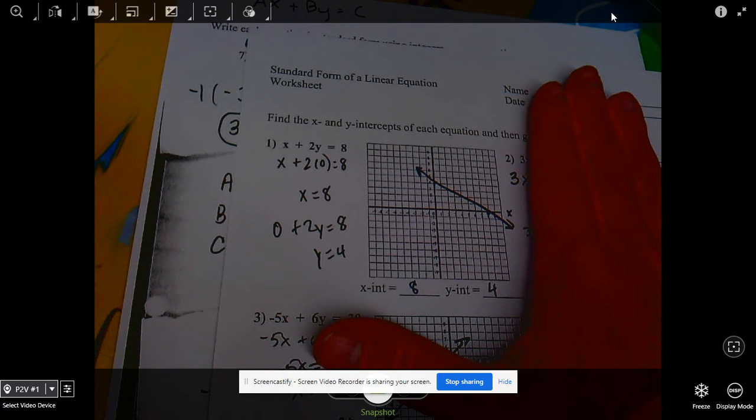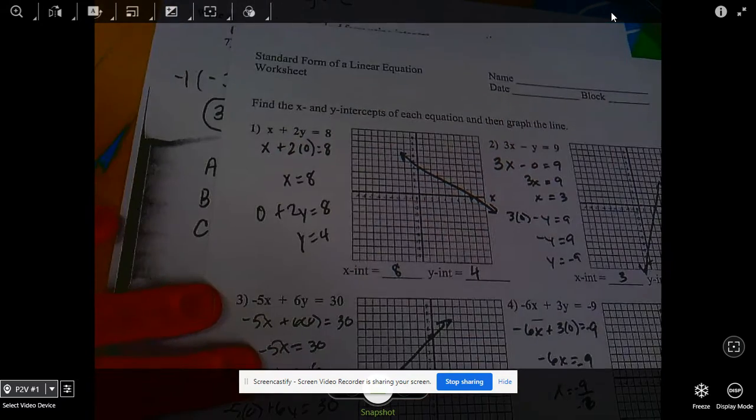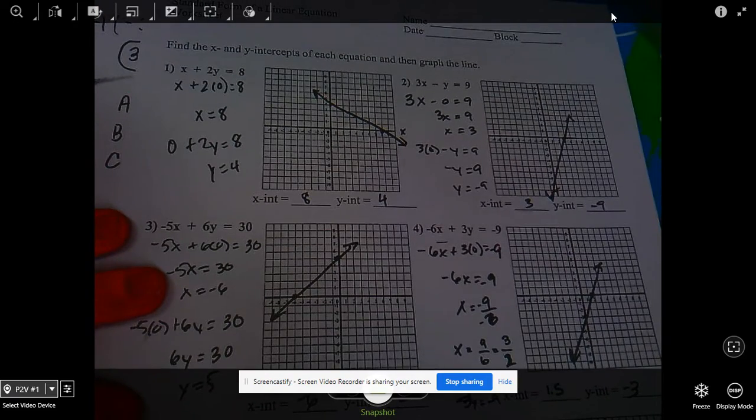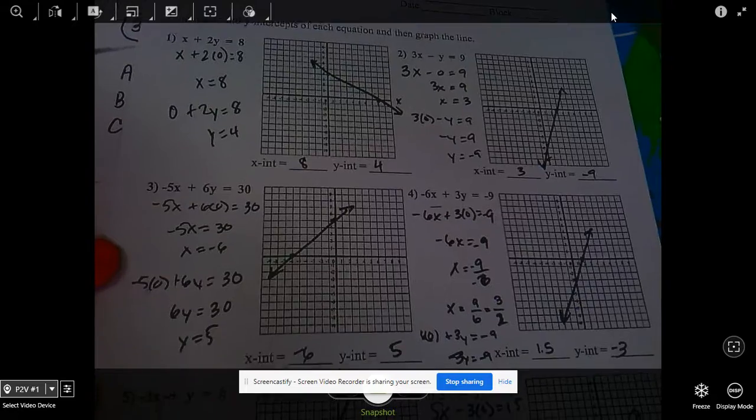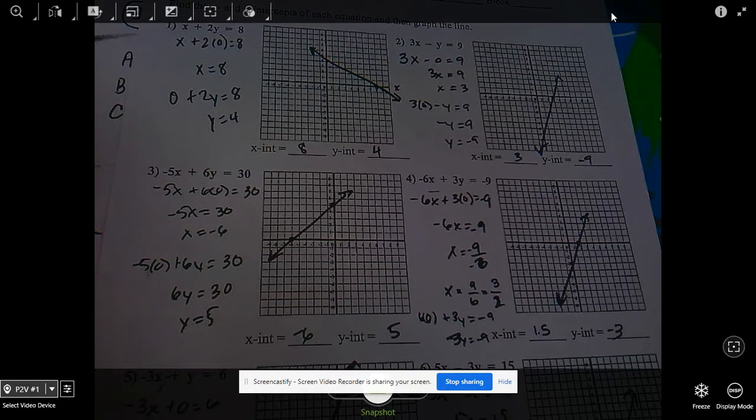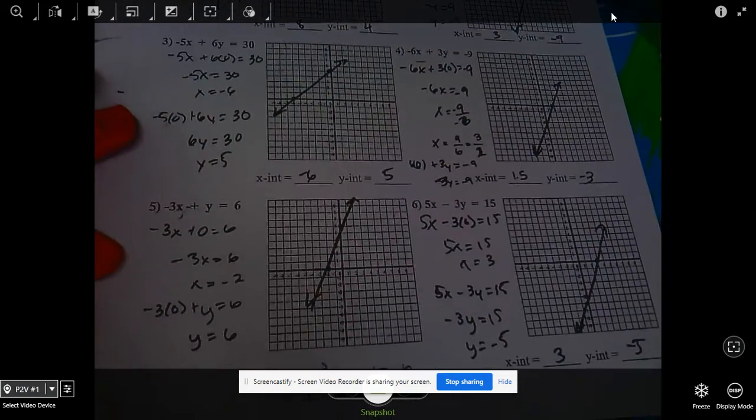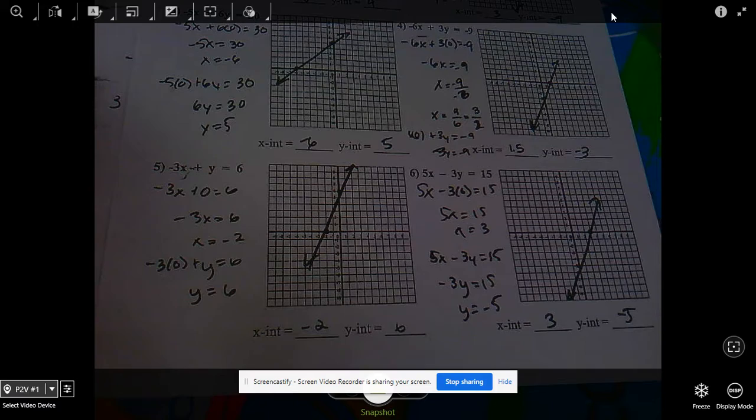The more points, the better, but I want you to complete the rest of this page. I want you to pause the video now and complete it. And when you're ready, come back and look. Pause the video if you need to check this over.